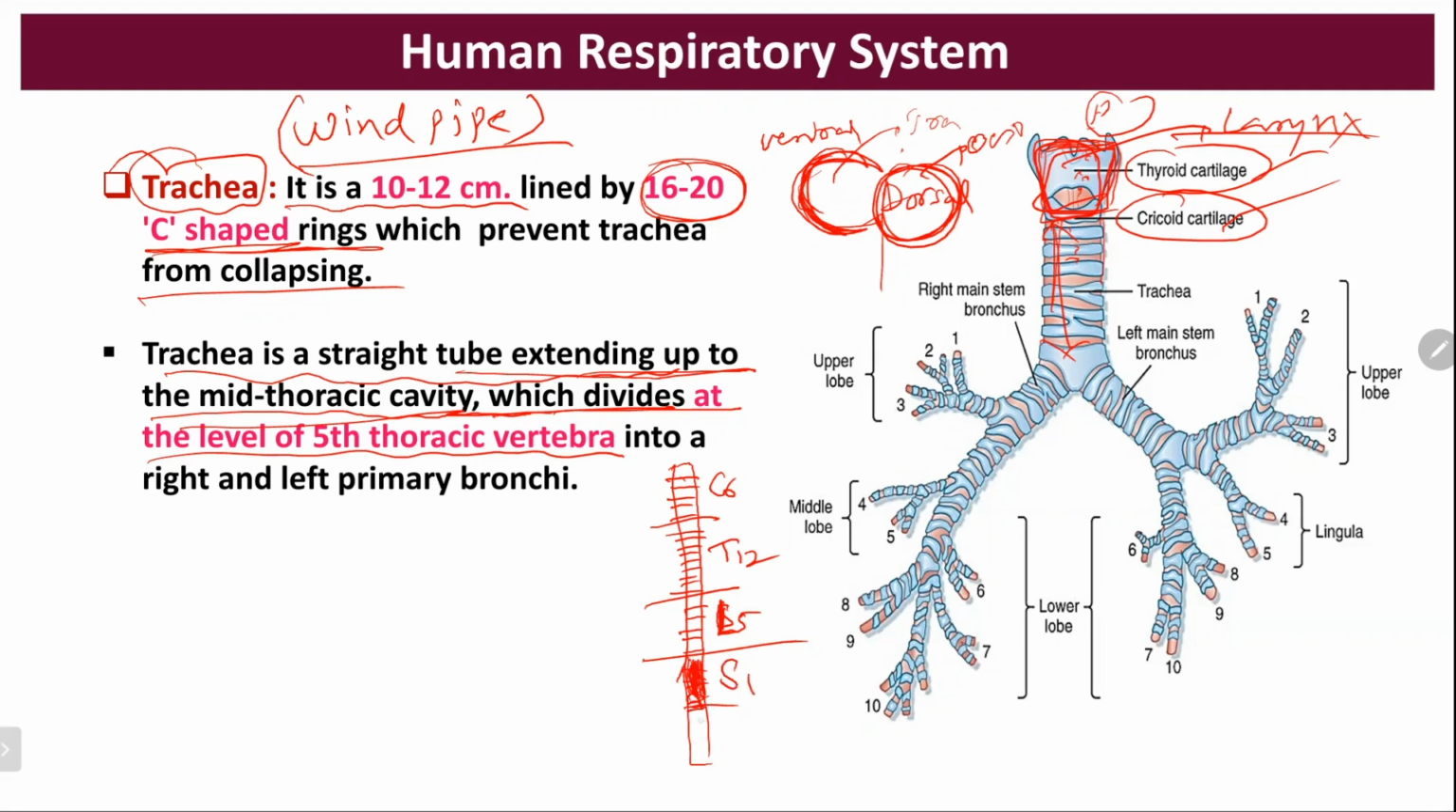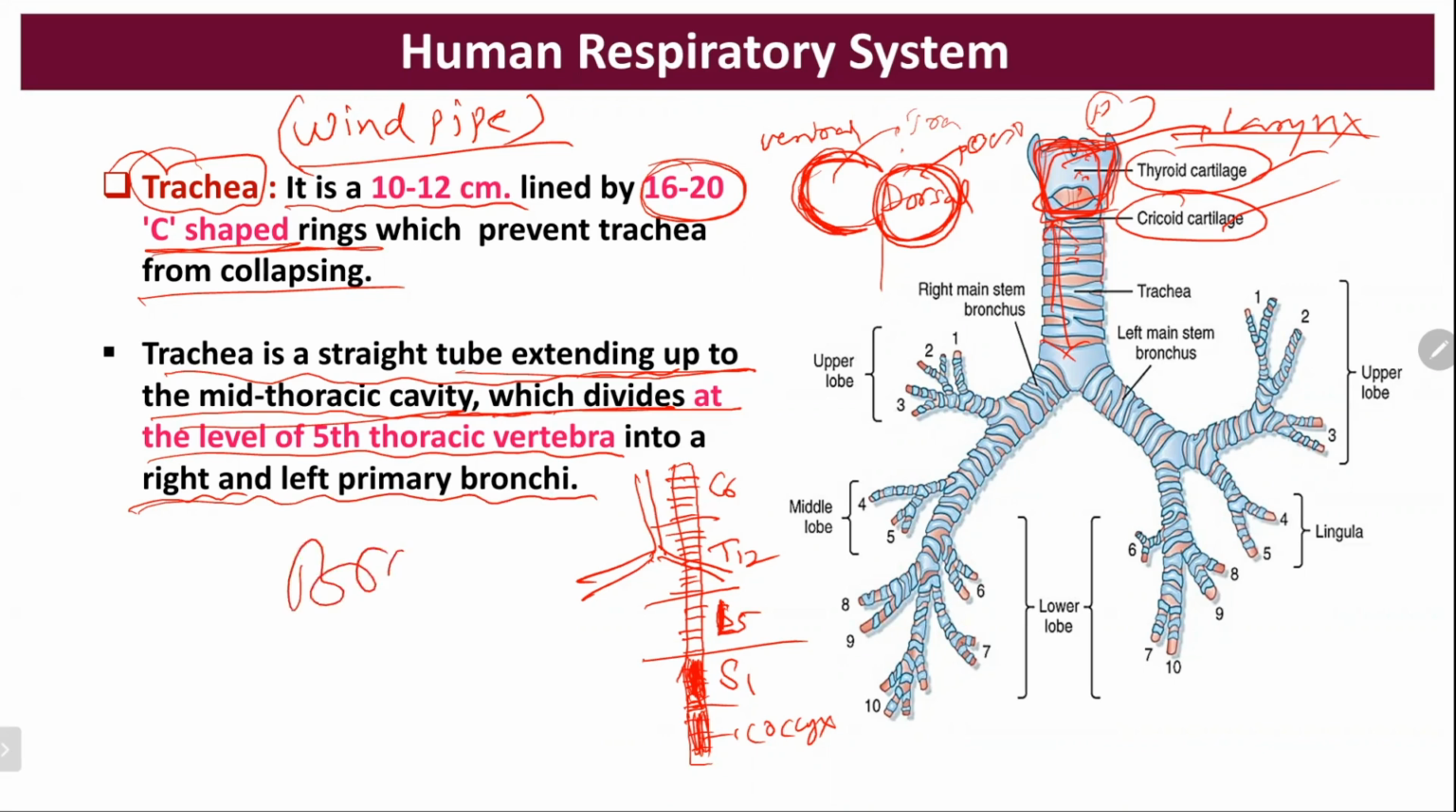And the last 4 vertebrae fuse with each other to form the coccyx or tailbone. So what I'm telling you, this trachea extends up to the 5th thoracic vertebra, and at the level of the 5th thoracic vertebra, this trachea divides into 2 branches. They are called the left bronchus and right bronchus, the left and right primary bronchi.